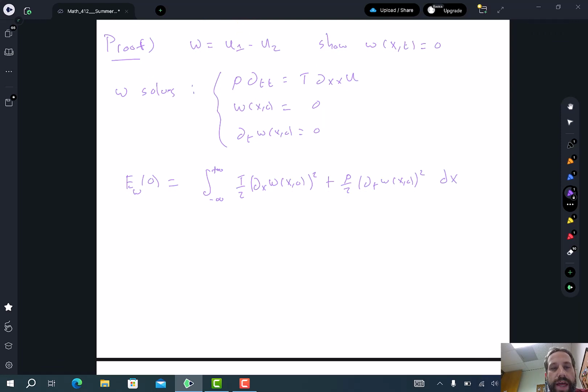Well, if t is equal to 0, I know that this whole thing is equal to 0. Why do I know that? I know that W of x,0 is equal to 0. I know that W_t of x,0 is equal to 0. So this is equal to 0. In other words, by this conservation of energy, it should be equal to 0 at any time. And so this is going to be the integral from minus infinity to positive infinity of T over 2 times the x derivative of W, like this.